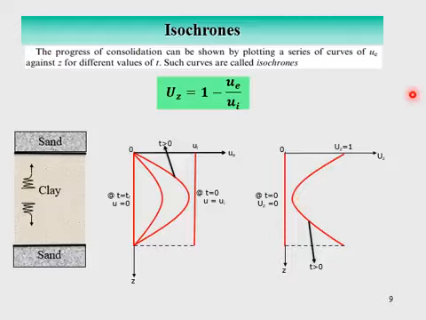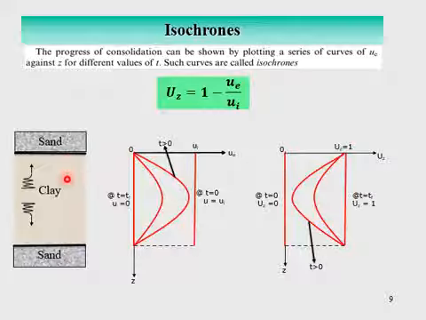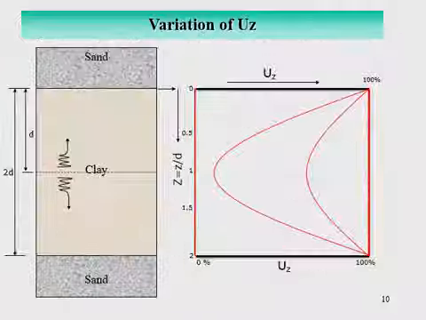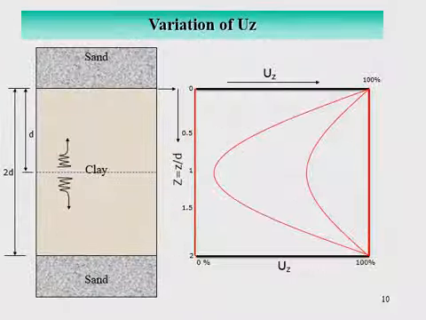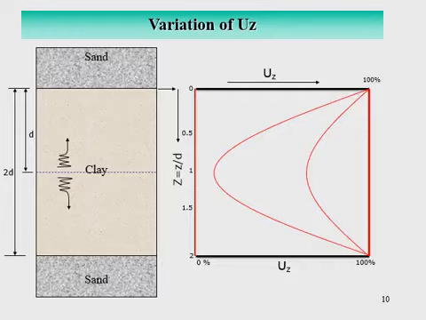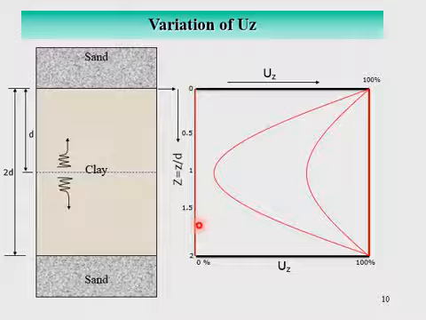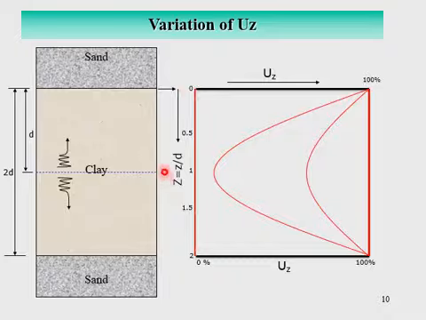As the time progresses, the degree of consolidation would increase, further increase here, and after a long time all elements of the clay layer would have been 100% consolidated, and we reach the final. So these curves are also called isochrones. This is the same isochrones used on the x-axis, but on the y-axis we have normalized the dimension.